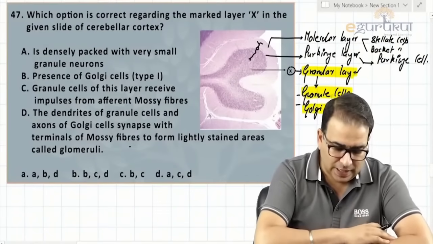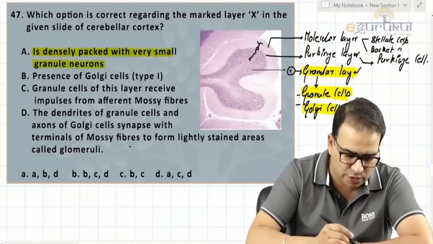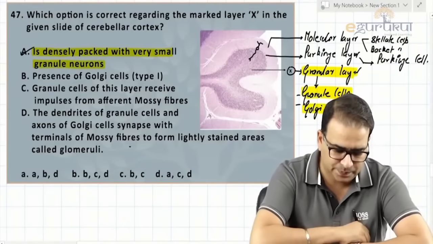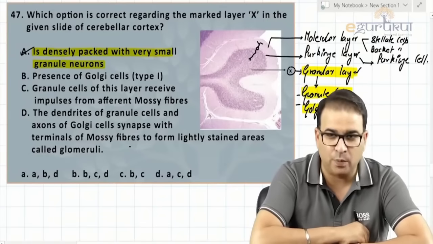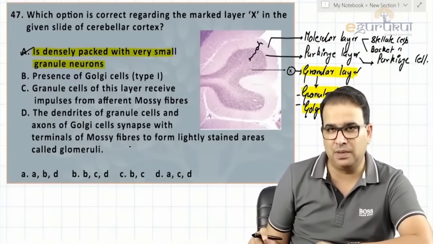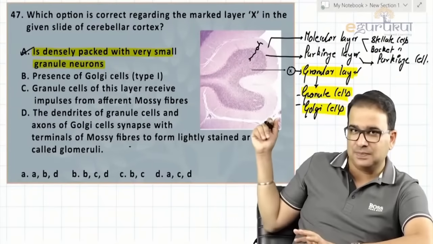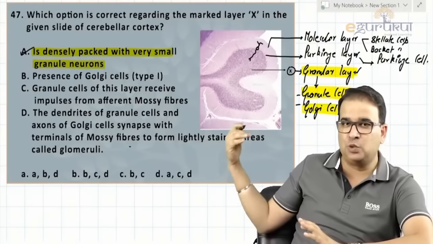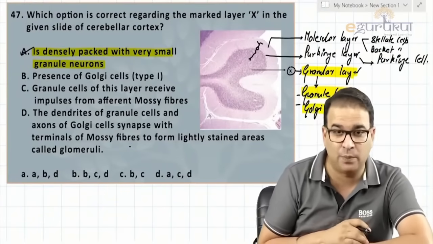Option A first says it is densely packed with small granule neurons. So that's why we call it the granular layer. So it is correct. It is packed with granule neurons. That is, this option is correct. Option B says presence of Golgi cells type 1. Now this is where people might get it wrong. Yes, this is having Golgi cells. Golgi and granule cells are two types of cell here. But guys, we have Golgi cells type 2 present over there, not type 1.